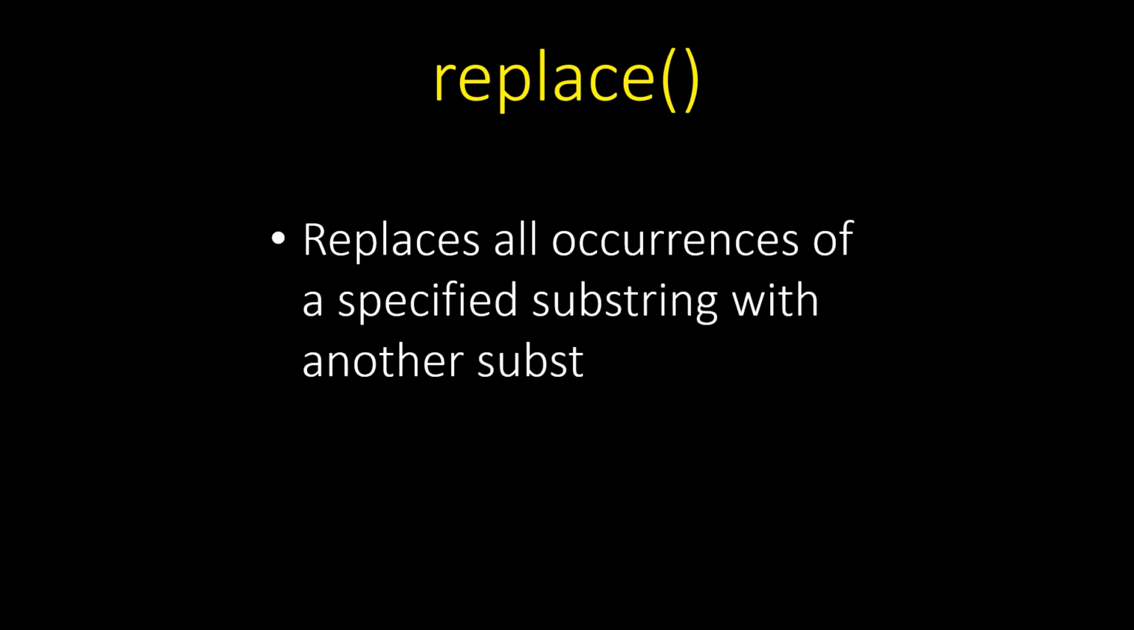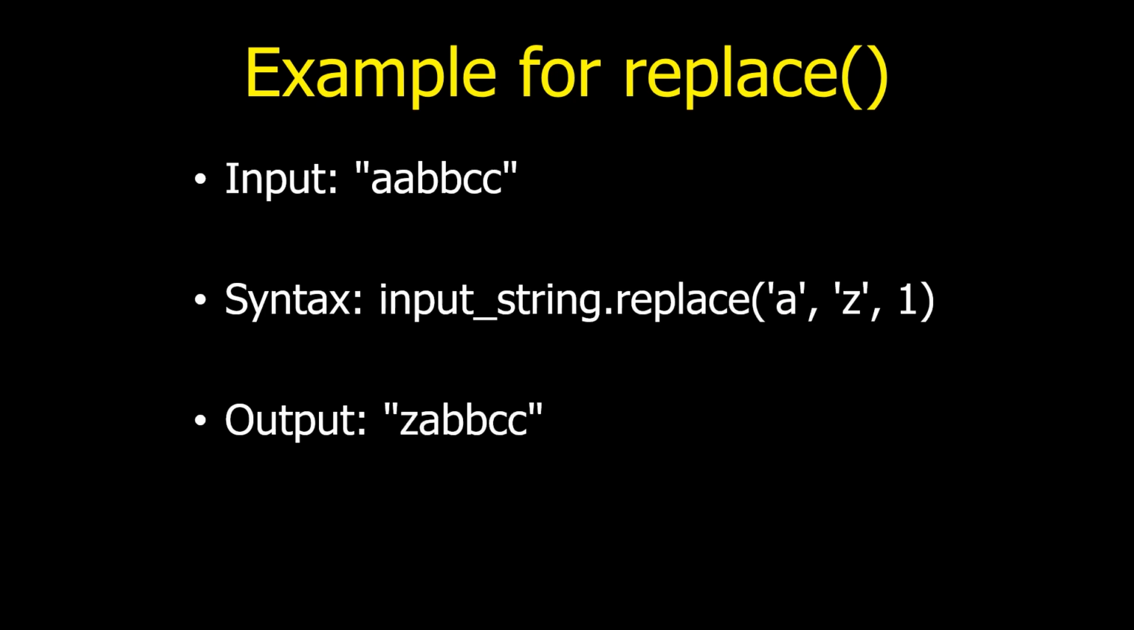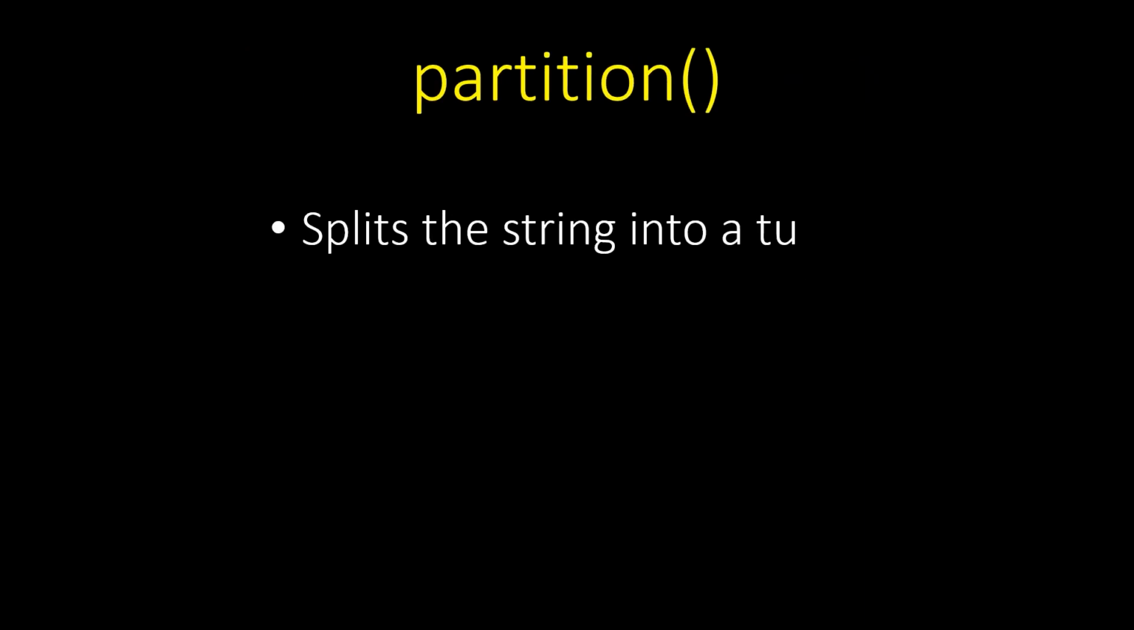Let's say you need to replace parts of a string. That's where replace comes in handy. For the string AABBCC, replacing the first occurrence of A with Z gives us the output ZABCC.